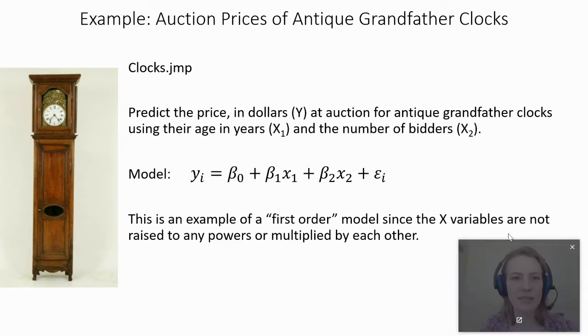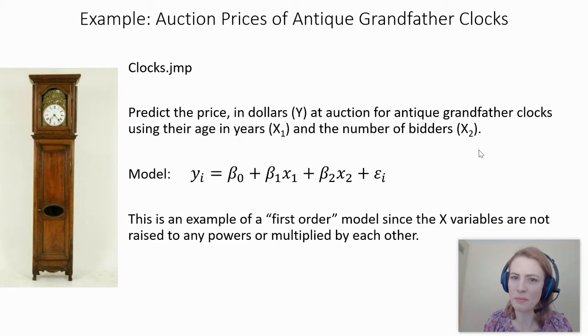All right, so my first example is on a data set called clocks. Here we're trying to predict the price that an antique grandfather clock will fetch at auction. And we have two predictors, the age of the clock in years and the number of bidders in the auction. All right, so we'll start simple.